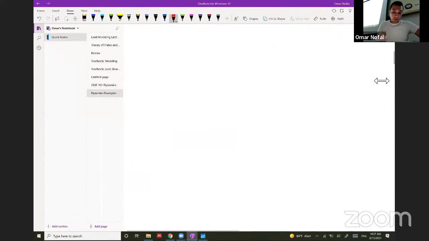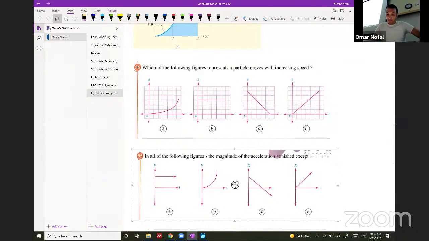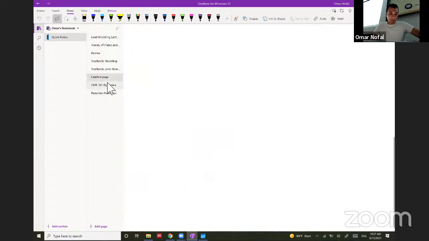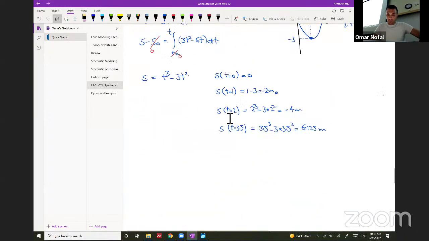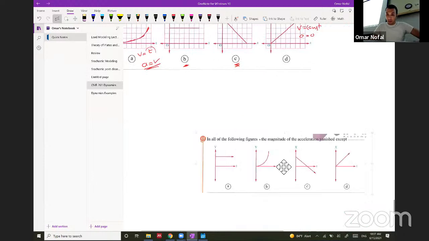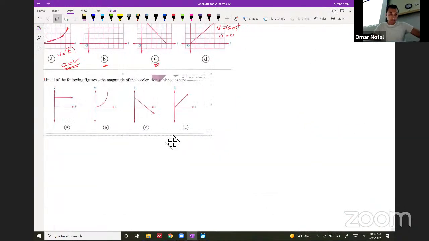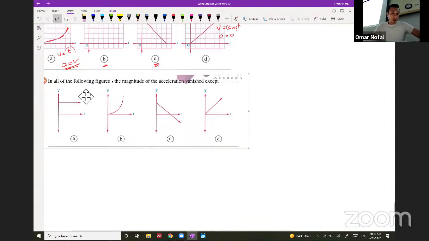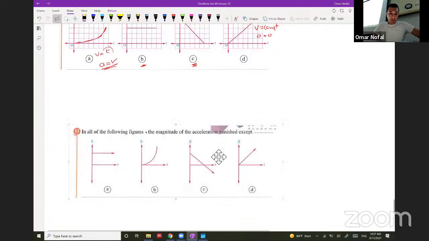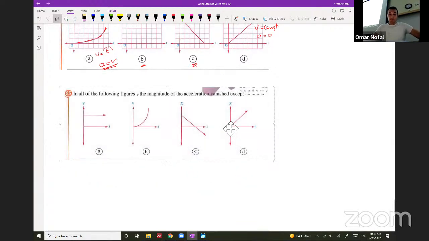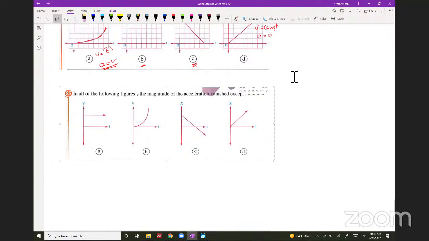All right, so let's go to the second question. For this question, it asks, in all of the following figures, the magnitude of the acceleration vanishes, except. Does anybody know the answer of this question? Yeah, go ahead if you know. Would that be B? Yes, exactly.